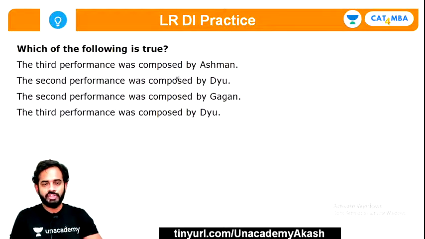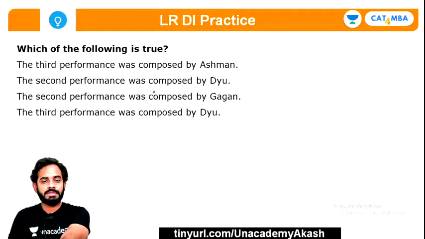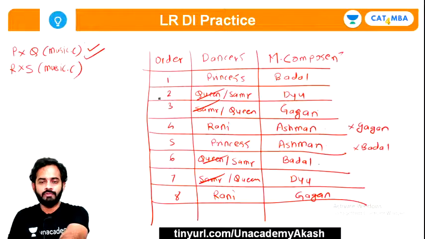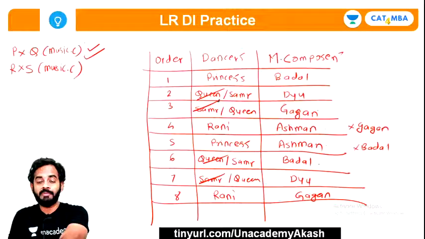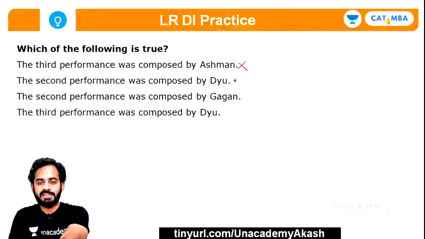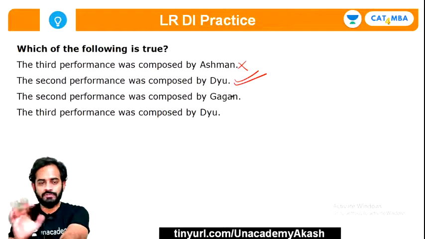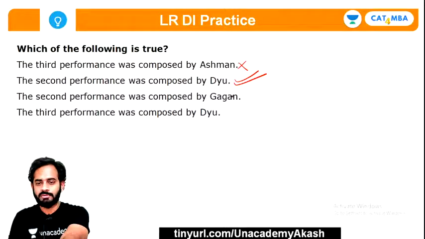Which of the following is true? The third performance was composed by Ashman, which is false. Third is not composed by Ashman, it is composed by Gagan. So this one is wrong. The second performance was composed by Dew. Yes, second performance composed by Dew. This is true. That is correct. But let's check third and fourth just to be sure.